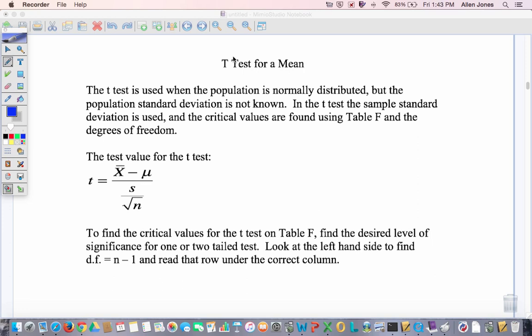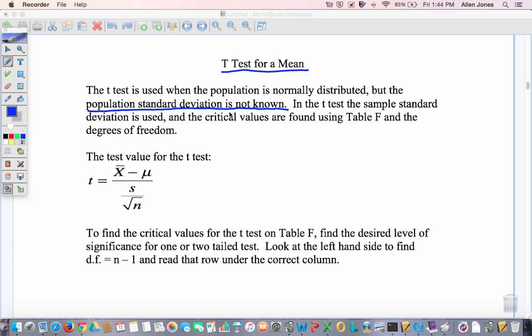Look at a t-test for a population mean. So we're still doing our hypothesis testing process. The big difference here is when we did our previous hypothesis testing process with the p-value in the traditional method, we knew our population standard deviation. That was what allowed us to use table E for our critical values. Here, in these types of problems, our population standard deviation will not be known.